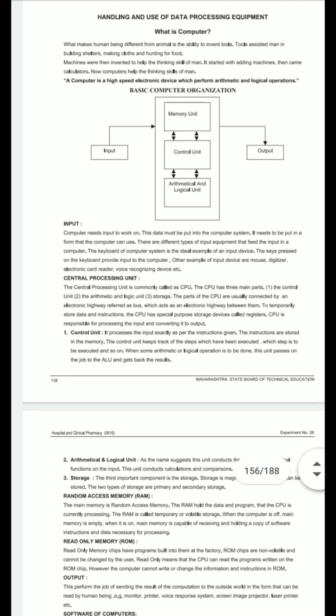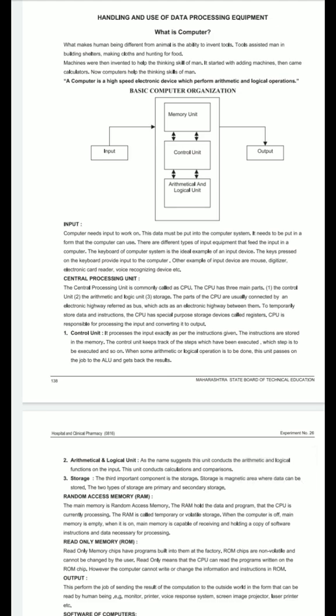Input: a computer needs input to work on, and this data must be put into the computer system. It needs to be put in a form that the computer can use. There are different types of input equipment that feed input to a computer, and the keyboard of a computer system is the ideal example of an input device. The keys pressed on the keyboard provide the input to the computer, and other examples of input devices are mouse, digitizer, electronic card reader, voice recognizing device, etc.